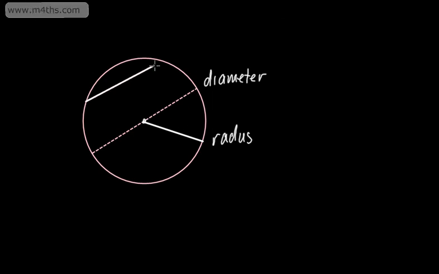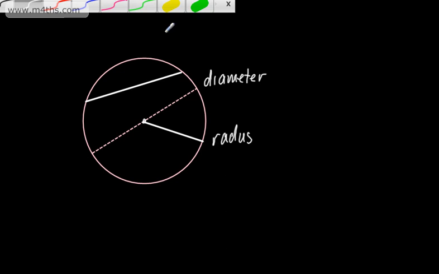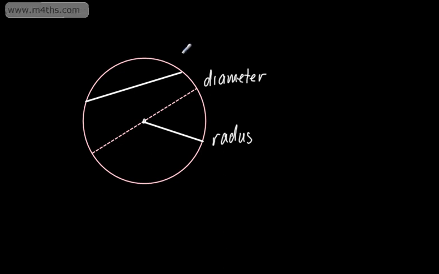I'm now going to draw a chord. A chord is like a diameter in the fact that it goes from circumference to circumference, but it doesn't pass through the centre. So this is called a chord. A chord forms a segment. If we have a radius and a radius, or two radii, we end up with a sector. So this is a segment, this is a sector.